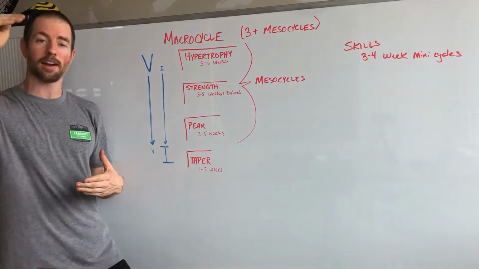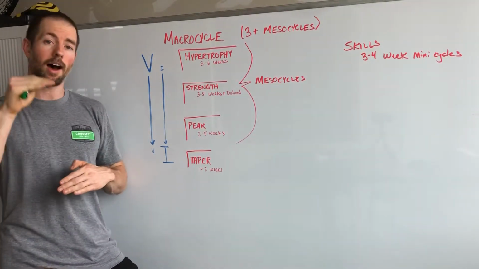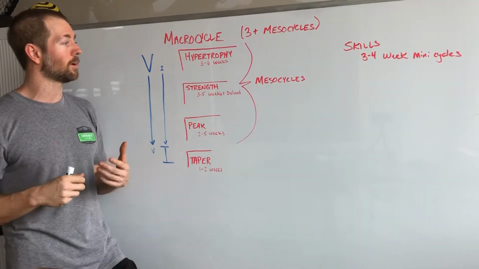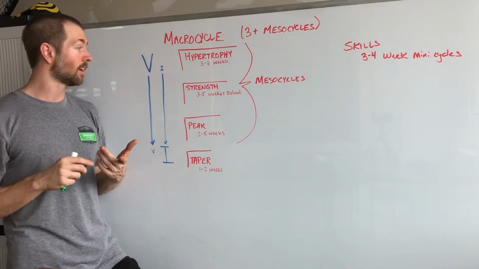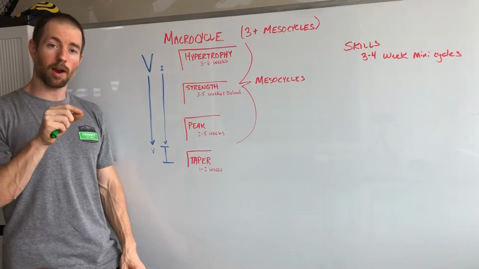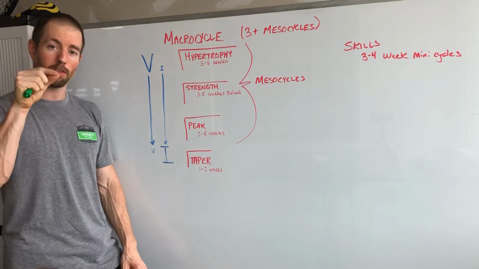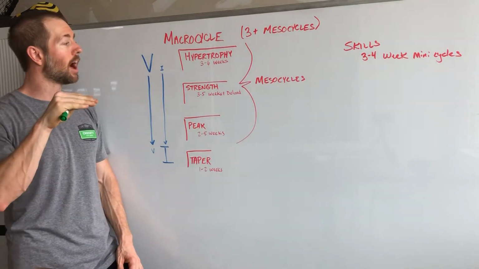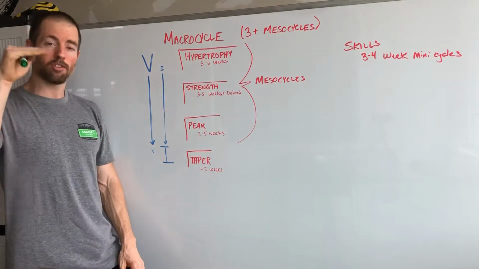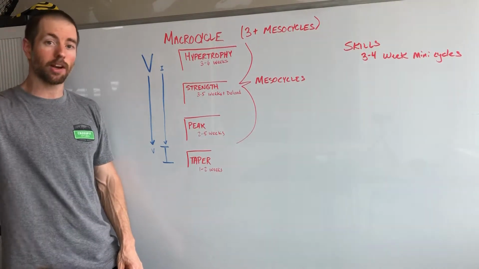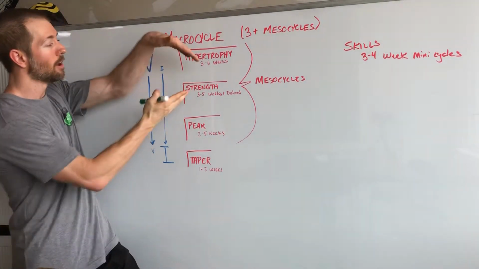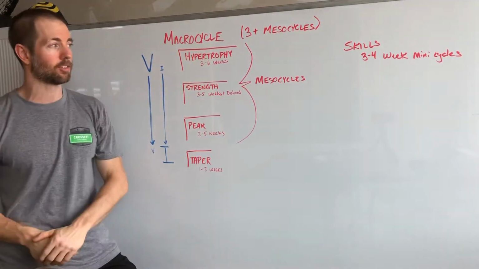Here we like to just kind of linearly build along each time. So what you'll typically see is weights will go up and the rep scheme will kind of stay the same, with percentages going up as we make our way and chip our way through these 3 to 6 week phases within each of the mesocycles.